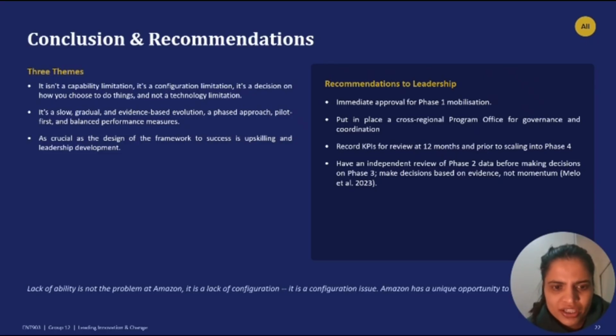We recommend Amazon leadership approve phase 1 mobilization immediately, establish a cross regional program office, review pilot KPIs at 12 months before scaling to phase 4, and commission an independent review of phase 2 data so that any decision to scale rests on evidence, not momentum. The problem isn't Amazon's inability, it's a lack of configuration, and it's a problem Amazon is uniquely equipped to solve.